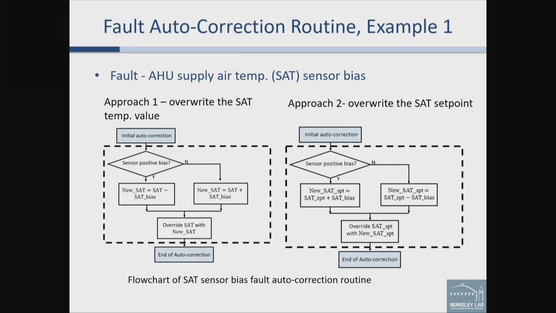Another approach is, instead of overwriting the measurements, we look at what these measurements will be used for. So we think, okay, what will this supply air temperature be used to control? That is the supply air temperature set point. So instead of changing the measurement itself, we change the set points to reflect the bias.